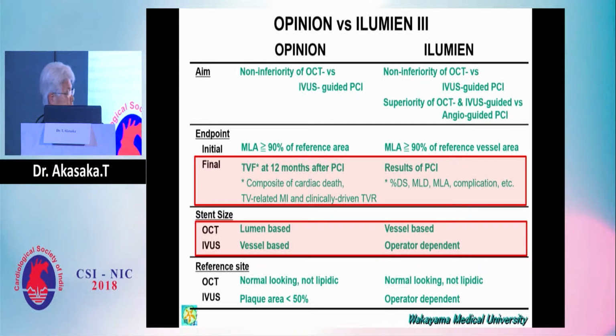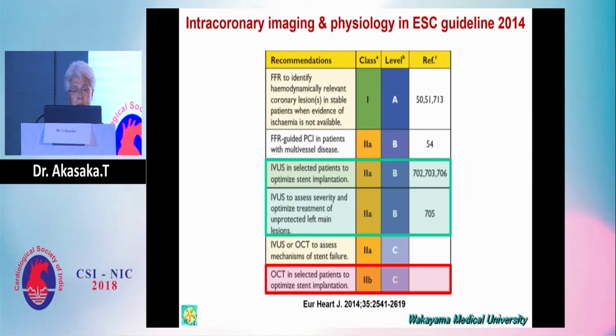Opinion demonstrates based on the lumen, and we recommend a quarter size bigger based on the lumen diameter. But Illuminant recommends media to media, the vessel size, which is a little bit different. Still, there is some discussion about how to decide the stent size. We need much more data. Based on this data, we expect OCT-guided PCI should be at least 2A in guideline.